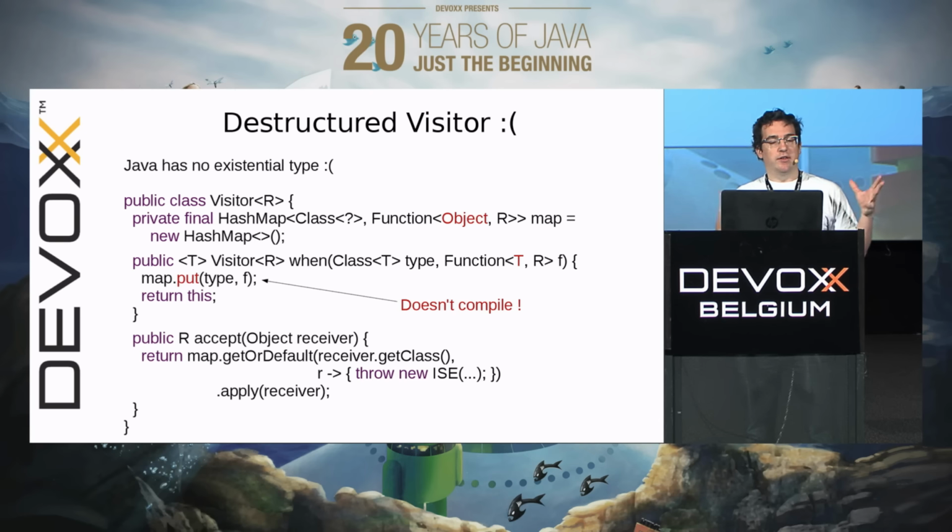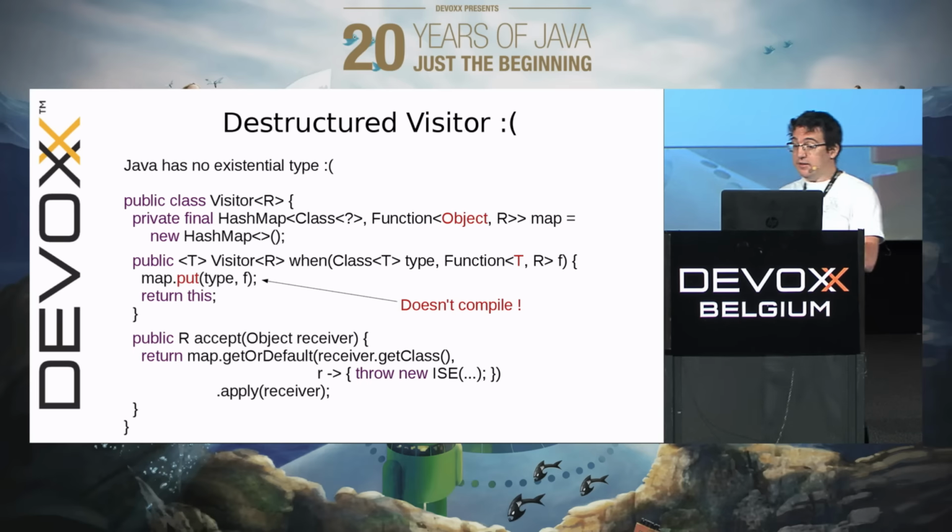There are some languages that are able to parameterize fields. It's what we call existential type, but there is no such thing in Java, which means that instead of a class of T, we have to store a class of question mark. And the function, if you take a look, the way we call it, we apply, take a receiver, which is an object, and return an R. So the function should be object to R.